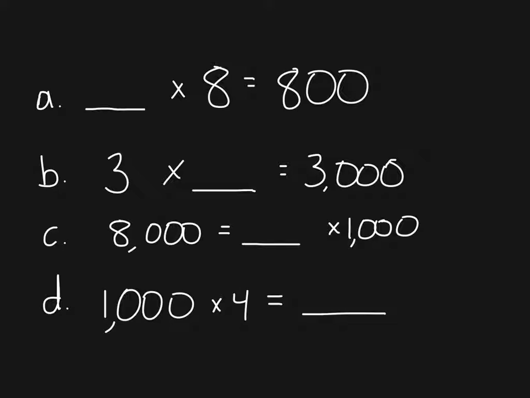So with these questions, I want you to think about what would be in these missing blanks. So here for problem A, what number times 8 would equal 800? For B, 3 times what number would equal 3,000? C, 8,000 is equal to what number times 1,000? And 1,000 times 4 is equal to what?